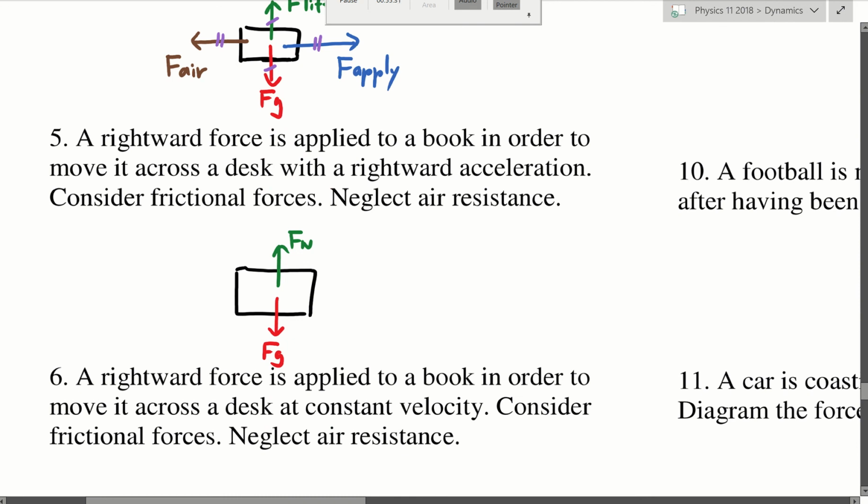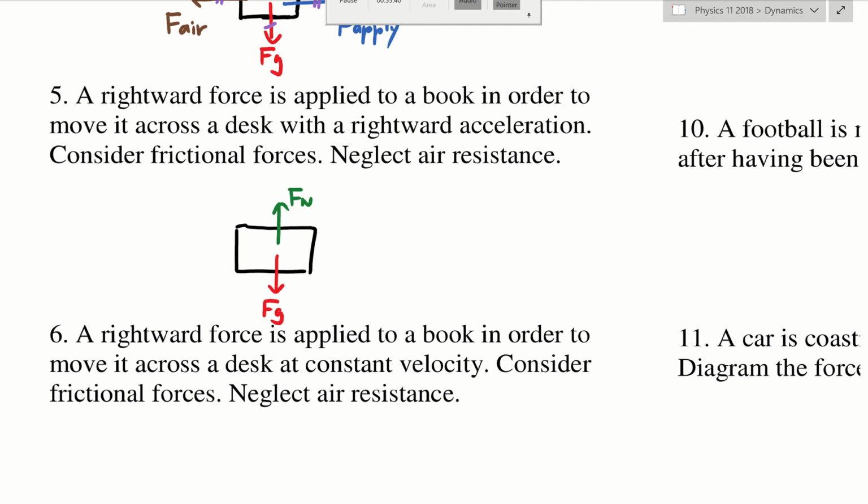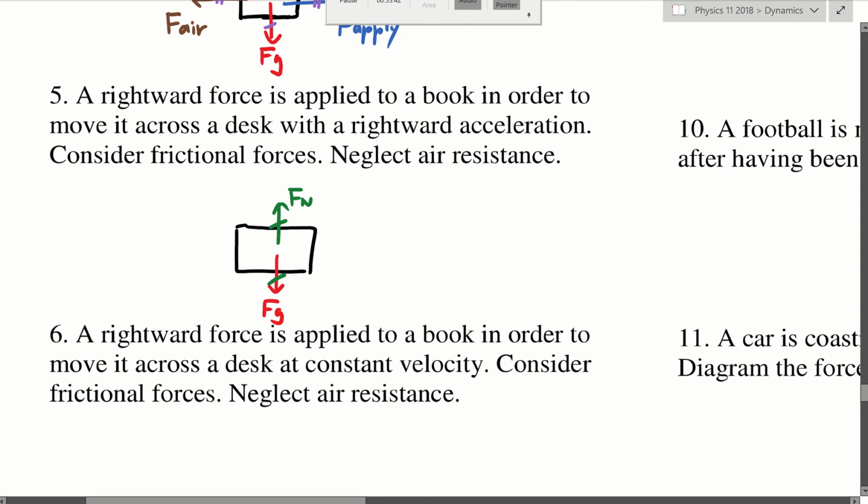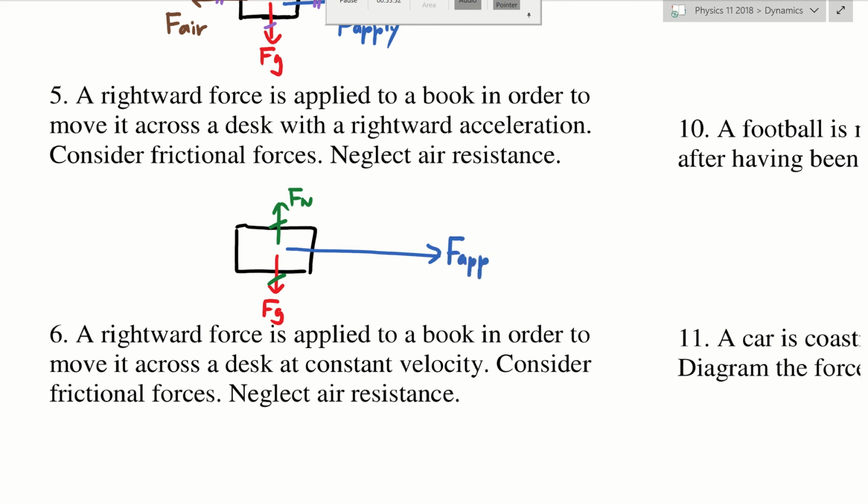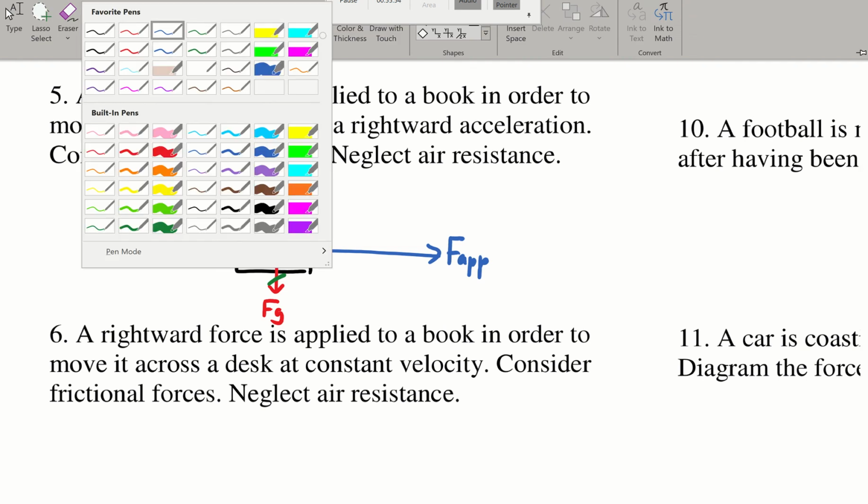A rightward force is pointing on the book, and the book actually has rightward acceleration. So we have gravity and normal force. Of course, those are our common partners, and these two should be exactly the same. Now, then we have a force pointing to the right-hand side, and that's the applied force. Okay, there is also friction. The question said we will consider friction, so friction should be pointing to the left.